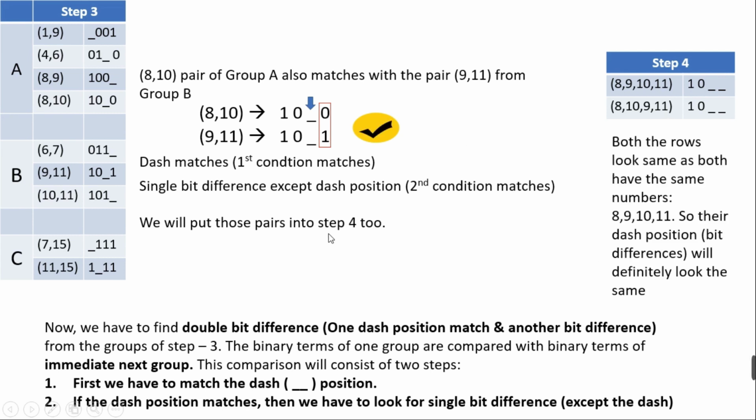You can see a thing over here, both of these rows look exactly the same. The binary numbers and the dashes look exactly the same. That's because all of those numbers are actually the same. 8, 9, 10, 11 or 8, 10, 9, 11, these are actually the same thing. That's why these numbers look exactly the same. Okay, so let's move on.